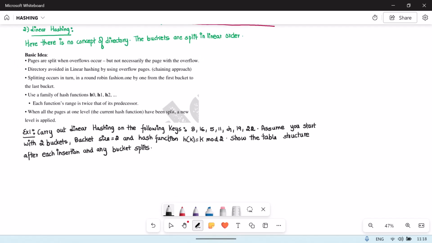So here we have linear hashing under this. Here there is no concept of directory. The buckets are split in linear order. Okay, so the idea is given over here. See, pages are split when overflow occurs, but not necessarily the page with the overflow. Directory is avoided in linear hashing by using the overflow pages approach.